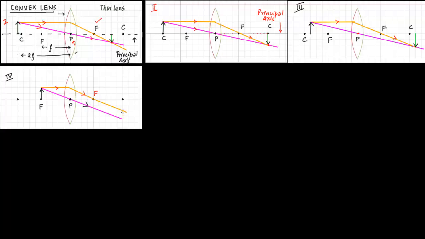Now these two lines that you get are parallel to each other. So these two lines are parallel to each other, and therefore you will see no image. So no image is formed since the lines do not intersect.